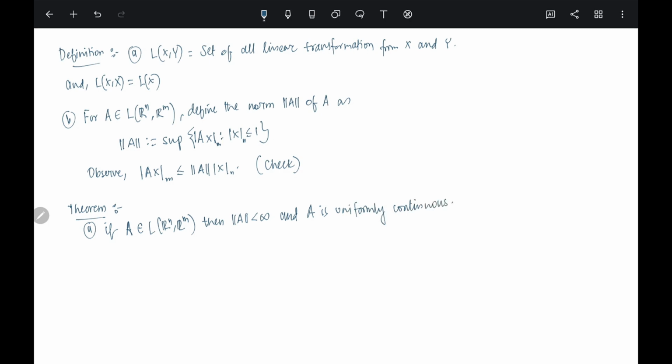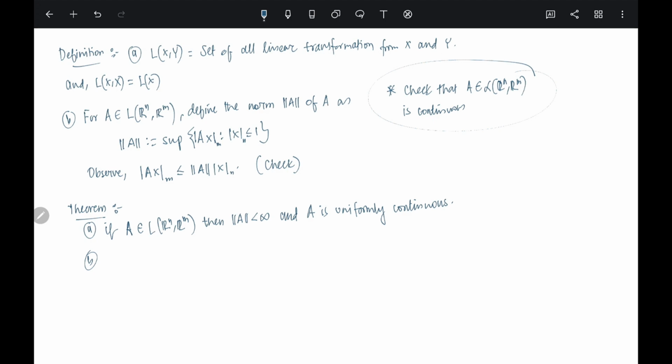The continuity part is very easy, that you can of course prove, but it's not only continuous, it is more than that, it is uniformly continuous. Now B, let me put a small note here: check that A, which is a linear map from Rn to Rm, is continuous. There is nothing special to check because we are going to do it here itself. Basically, it is not only continuous; this is uniformly continuous.